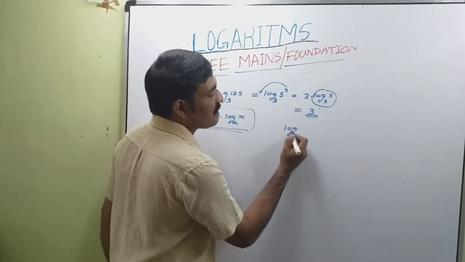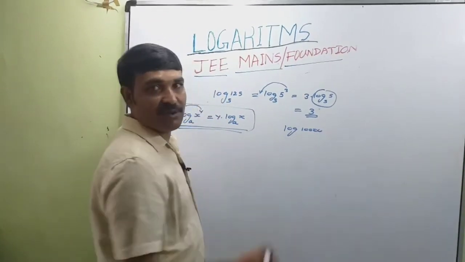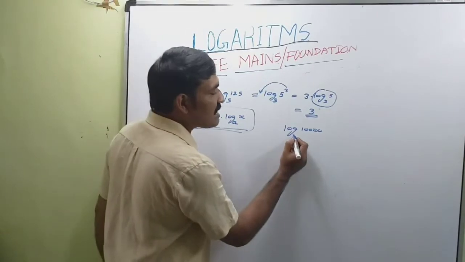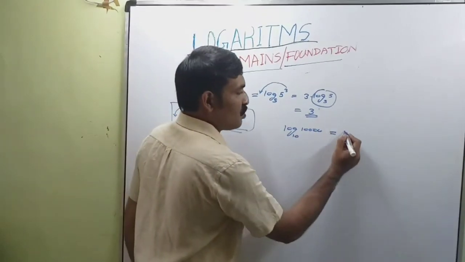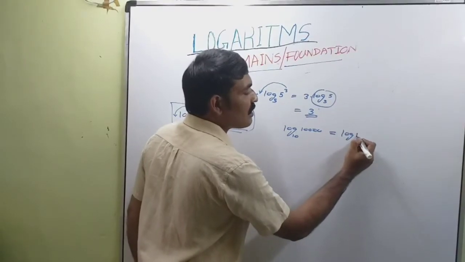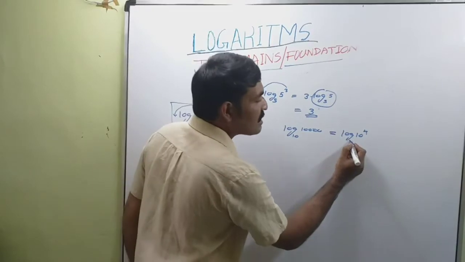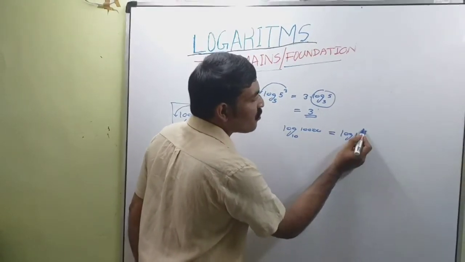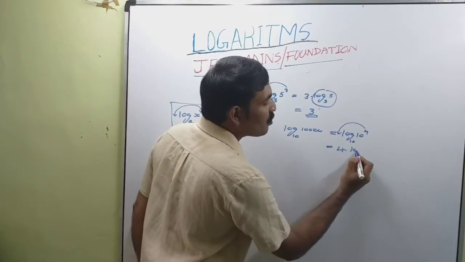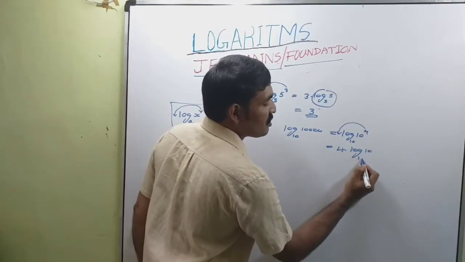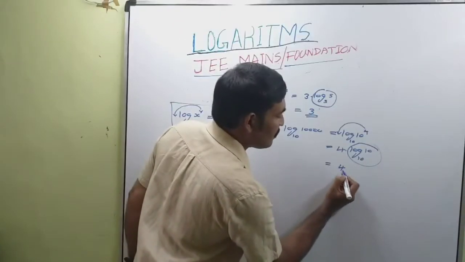Log 10,000, one more zero is required, to the base 10. We can write this as log of 10 raised to 4, that is 10,000, to the base 10. Now this 4 will jump to the front. So this is equal to 4 into log 10 to the base 10. This term is equal to 1. So the answer is equal to 4.